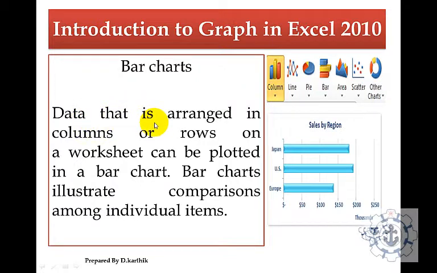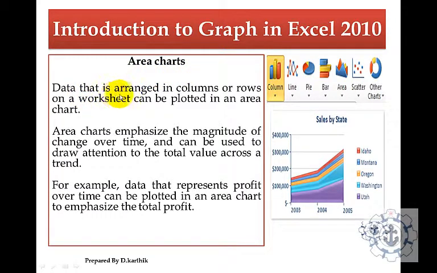And bar chart. The data that is arranged in columns or rows on a worksheet can be plotted in a bar chart. The bar chart illustrates the comparison among individual items. Whenever you are comparing individual items, you can use a bar chart. And an area chart. Data arranged in columns or rows on a worksheet can be plotted in an area chart. Area chart emphasizes the magnitude of change over time and can be used to draw attention to the total value across the trend. So whenever there is a change of magnitude over time, we can use an area chart. You can see the example for area chart.